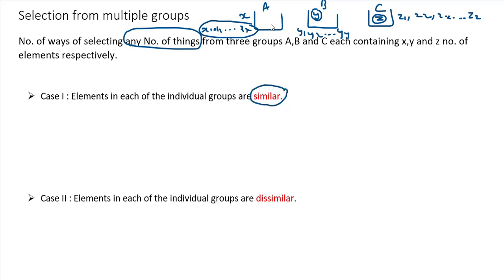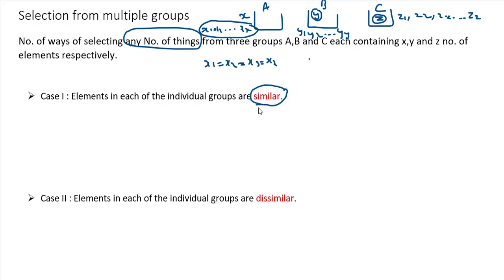So when the elements in each of these individual groups are similar, that is x1 is equal to x2 is equal to x3 and so on up till xx. Likewise for the second group and the third group, all the elements in each of the individual groups will be equal. So for selecting any number of elements from each of these three groups, we'll first select an element from the first group, and we'll select an element from the second group, and we'll select an element from the third group.